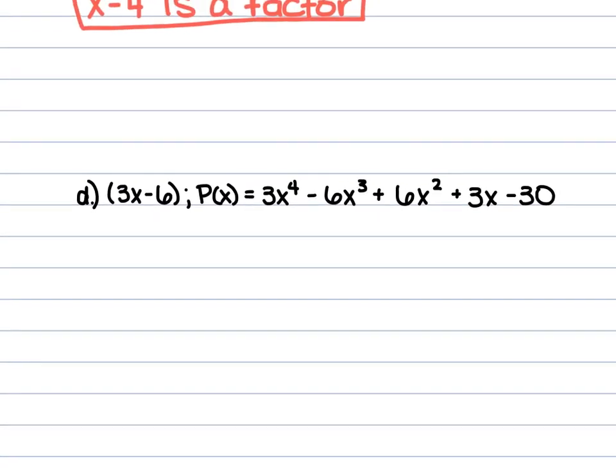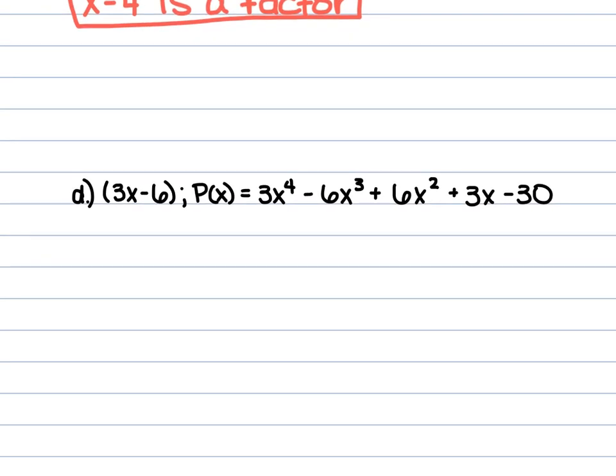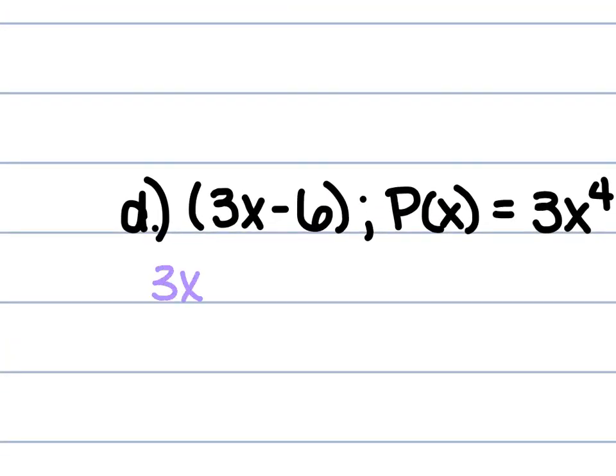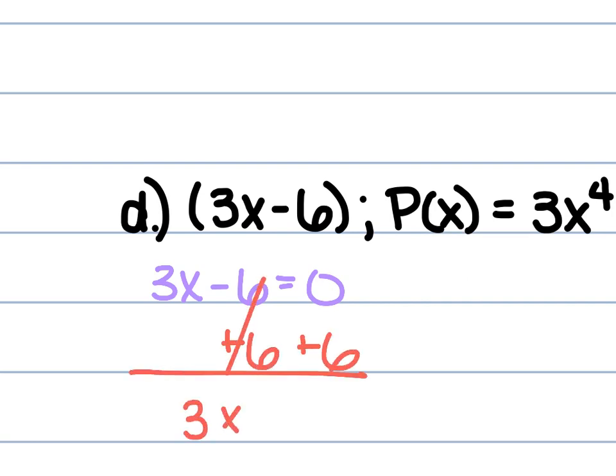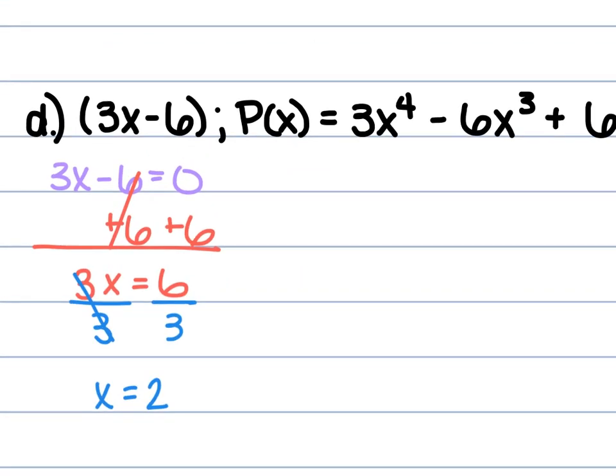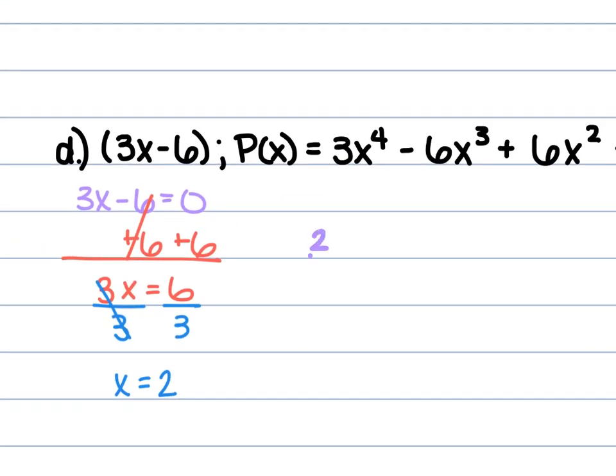For D, we have 3x minus 6, and p of x is equal to 3x to the 4th power minus 6x cubed plus 6x squared plus 3x minus 30. All of our exponents are accounted for, so we're going to take the 3x minus 6, set it equal to 0, move the 6 over by adding it. We're left with 3x is equal to positive 6. Then divide each side by the 3 to get that x is equal to 2. So the 2 is going to go in our box.